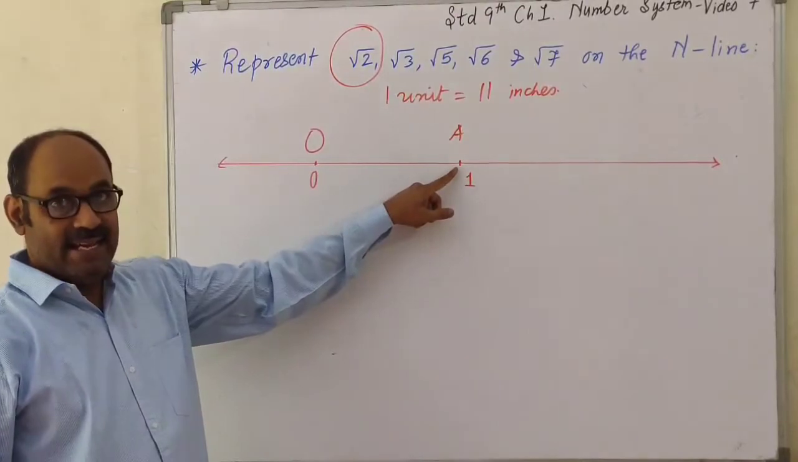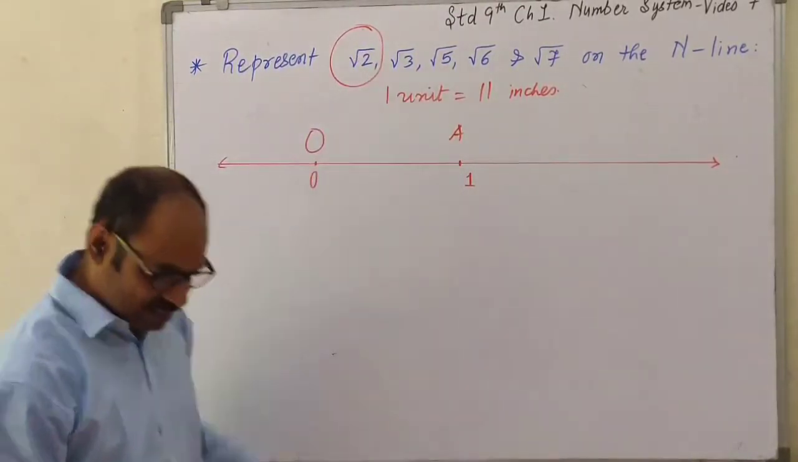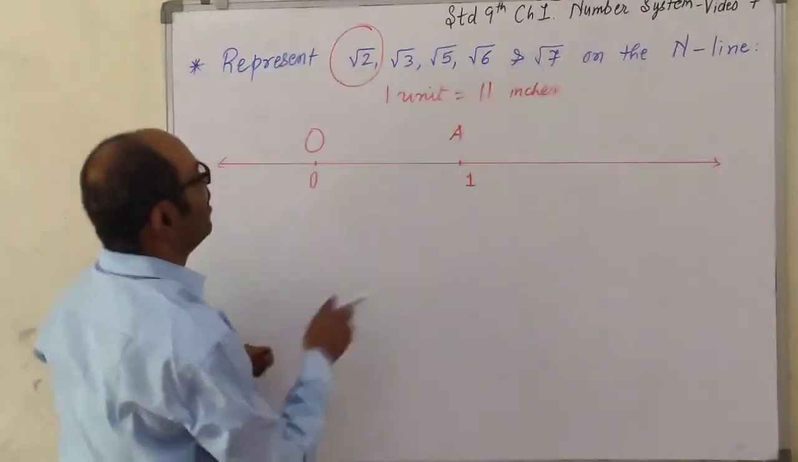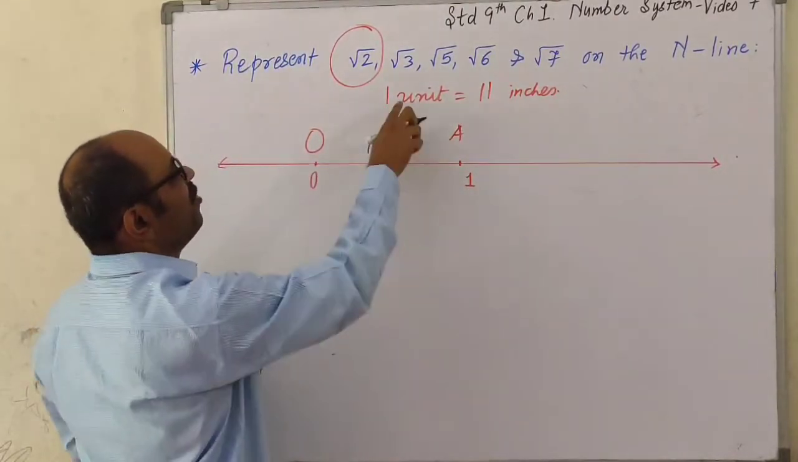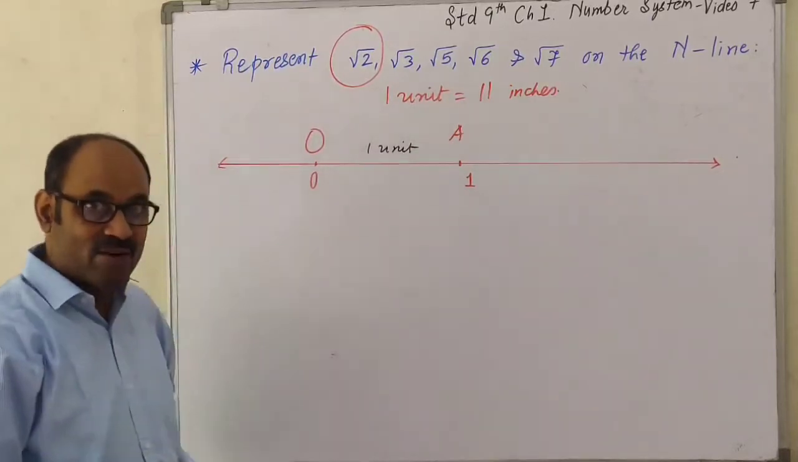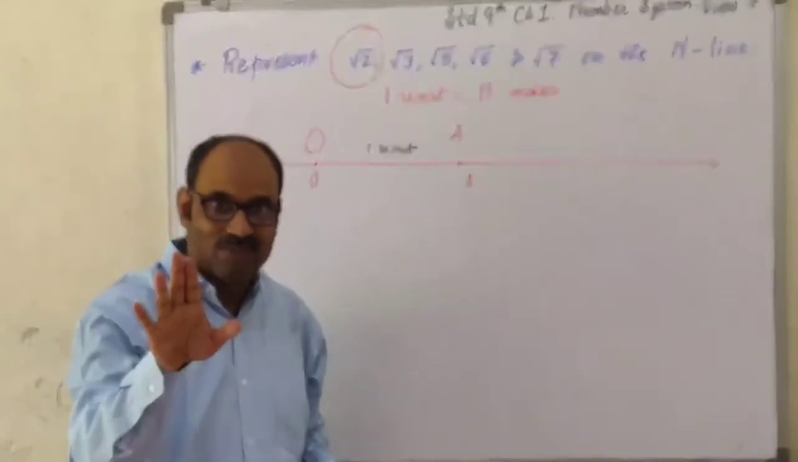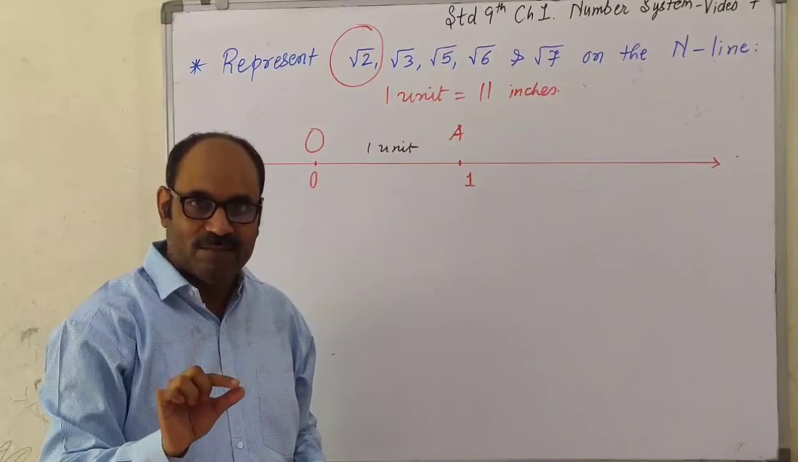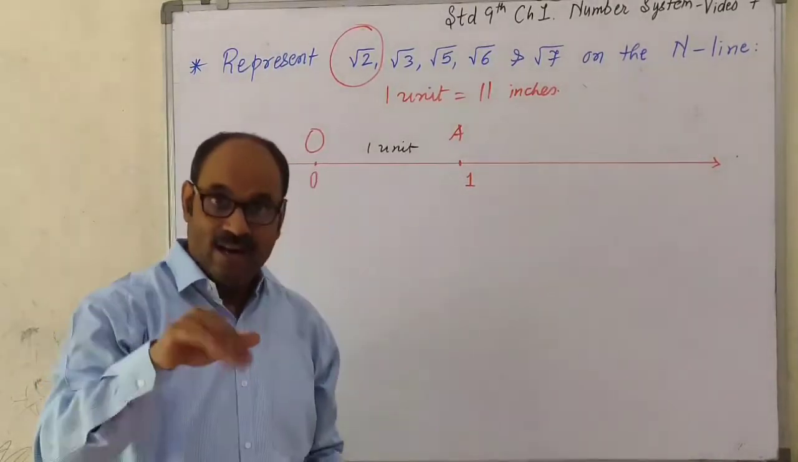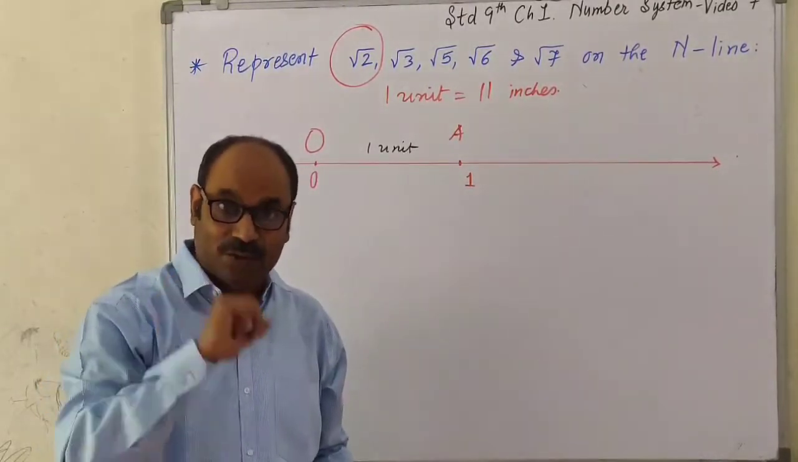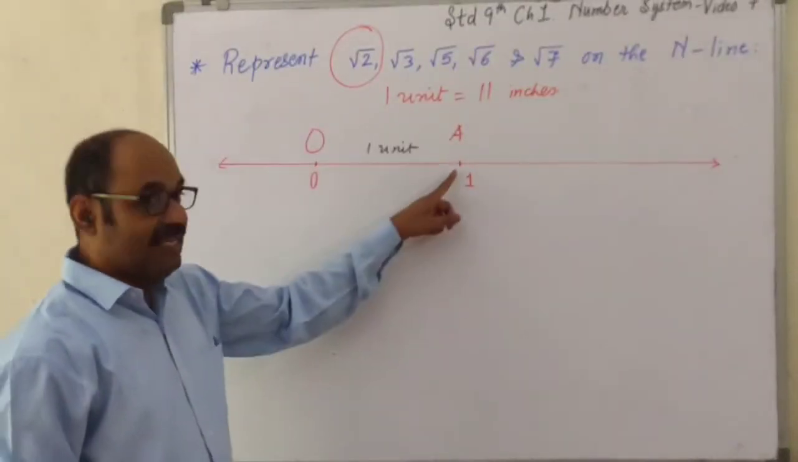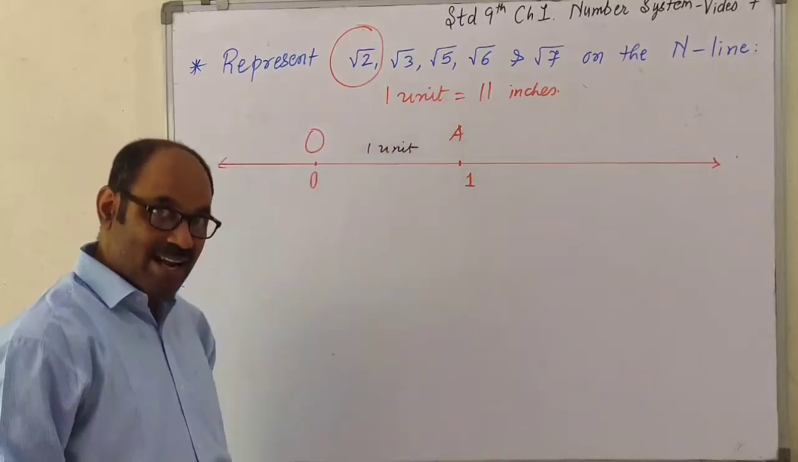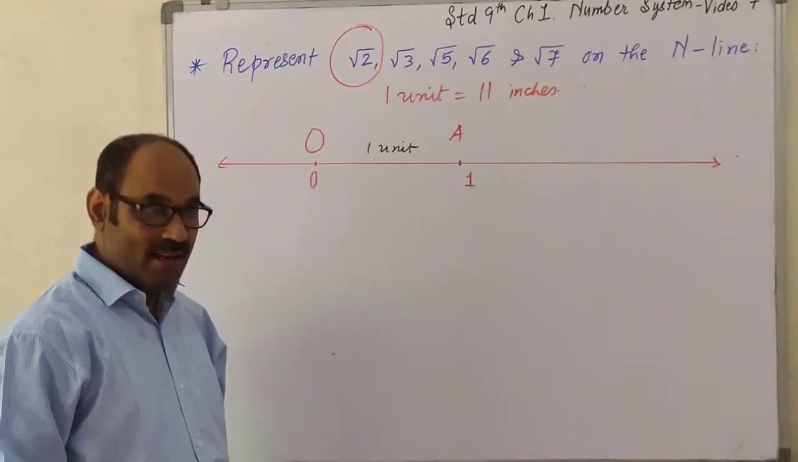at A, I am going to draw a perpendicular. Now, this is 1 unit, children. OA is 1 unit, and 1 unit is 11 inches that I have taken. In the book, you cannot take it in terms of inches. You will have to take it in terms of centimeters. I will tell you exactly how many centimeters would be suitable. Okay? Fine. Now, at A, I am going to draw a perpendicular line passing through A.